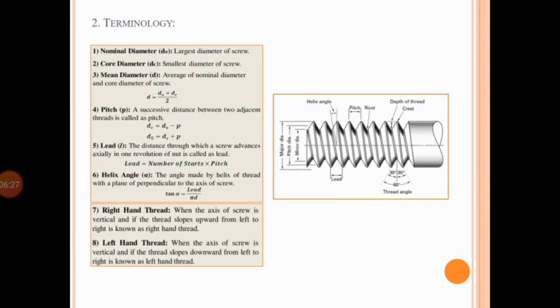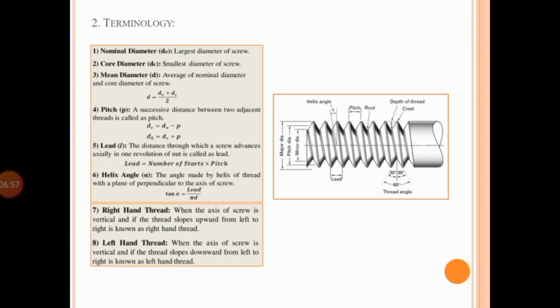Core diameter is equal to outer diameter minus pitch. So from that relation you can easily calculate the pitch. Then lead: if you rotate any power screw by 360 degrees, or one revolution, then the displacement traveled by that power screw is generally known as the lead. The mathematical relation of lead with pitch is: lead is equal to the number of starts multiplied by pitch.